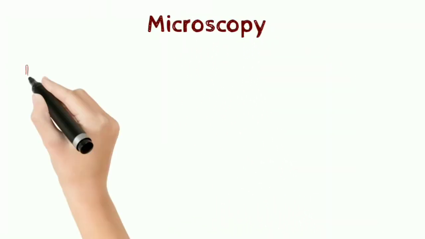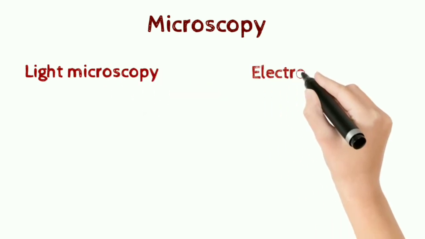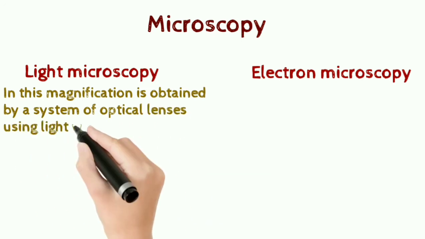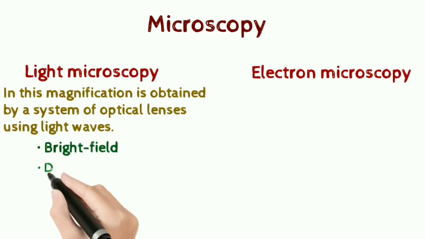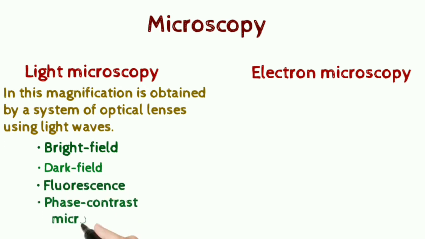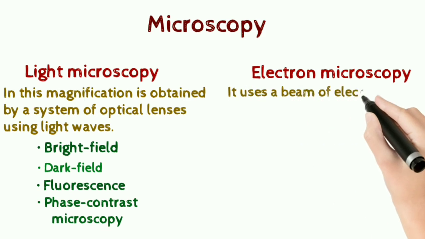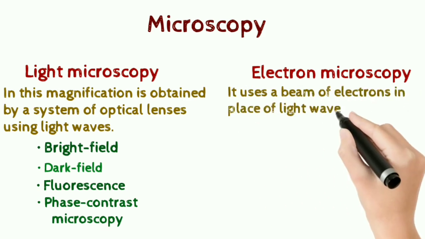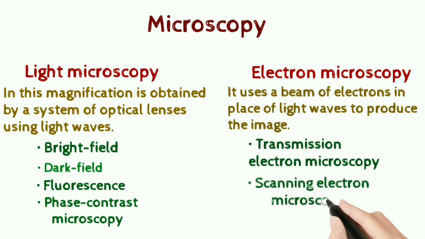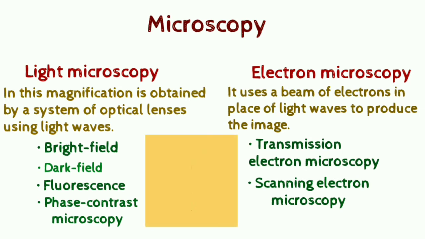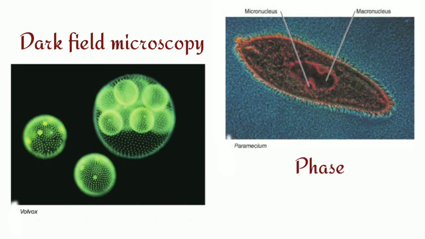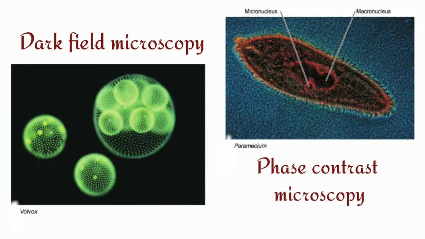Microscopy can be divided into two types: light microscopy and electron microscopy. Light microscopy, in which magnification is obtained by a system of optical lenses using light waves, includes bright field, dark field, fluorescence, and phase contrast microscopy. The electron microscope, as the name suggests, uses a beam of electrons in place of light waves to produce the image. Specimens can be examined by either transmission or scanning electron microscopy. Now in this video we will mainly focus on dark field and phase contrast microscopy.